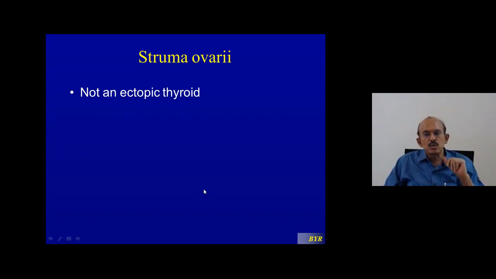Then what is struma ovarii? Presence of thyroid tissue in the ovary is called struma ovarii. We have seen thyroid gland in the floor of the mouth or the tongue. We have seen the thyroid gland as pyramidal lobe, as median ectopic gland. Then even in the ovary, sometimes you will find the thyroid gland. Then it is called struma ovarii.